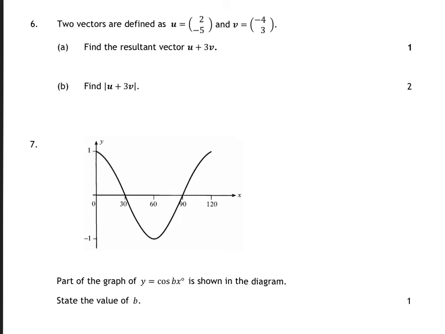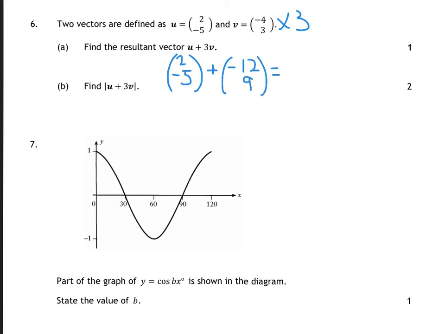Question 6, about some vectors. We have to find u plus 3v. So we have 2, minus 5. What that means is we have to multiply this whole vector by 3. So I'm just going to do that in one go. So we have to take the vector u and we have to add on negative 12 and 9. So that's what I've got from multiplying v by 3.